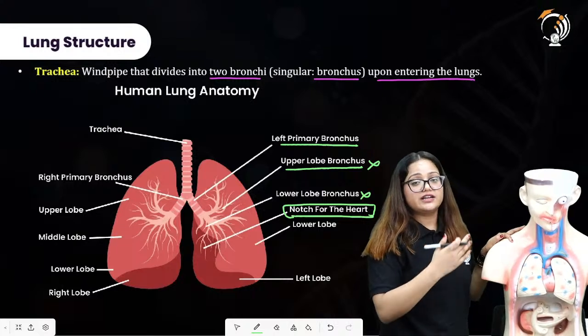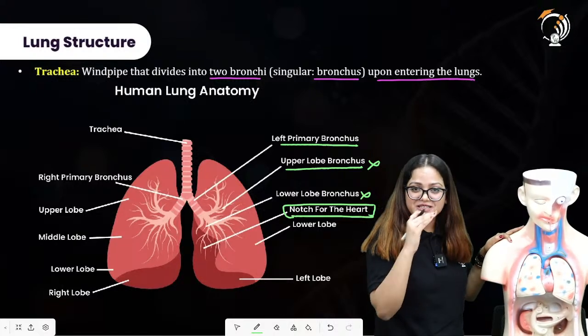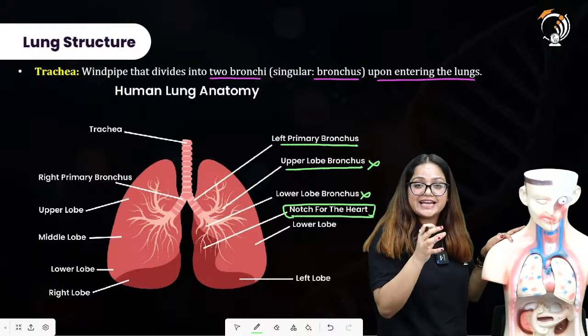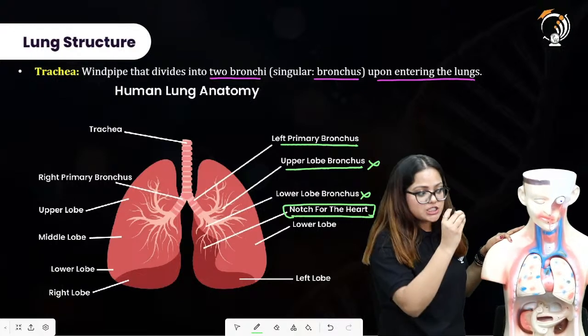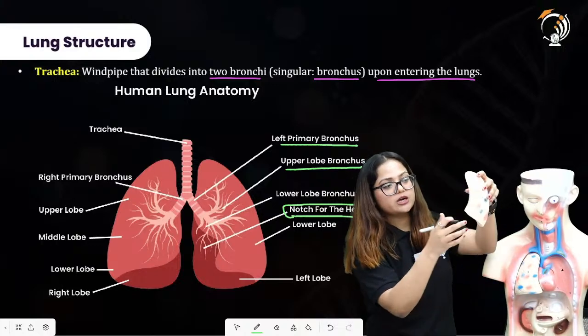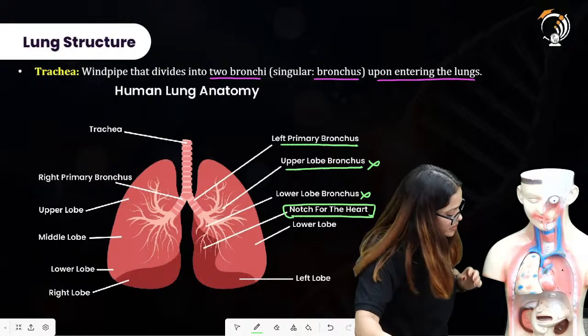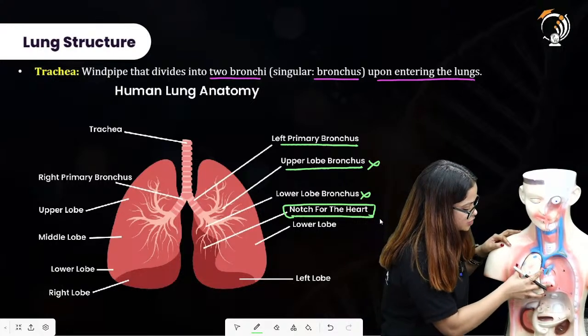We always say that the heart is present on the left hand side, but it is not actually on the left hand side. It is slightly tilted towards the left. That's why we see a little notch over here. This is the notch we are talking about. I hope this is clear. This is the notch which is not present on the right lung.